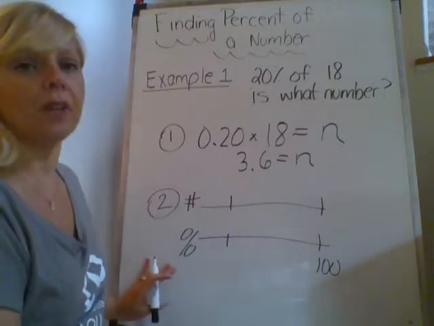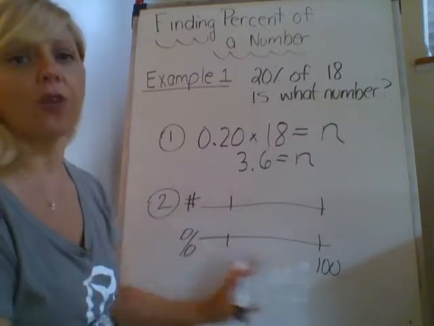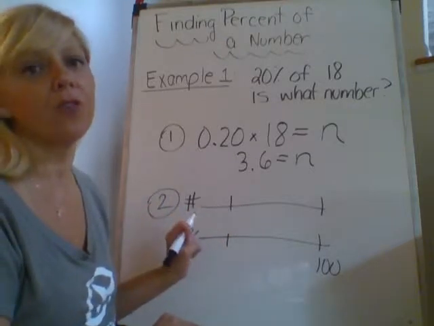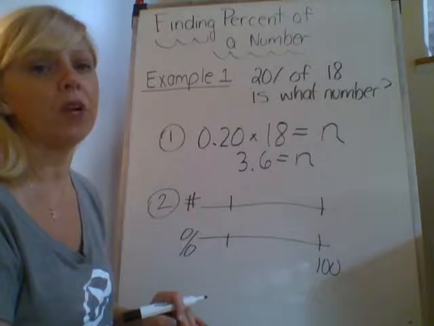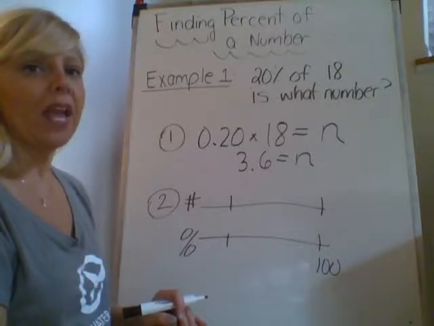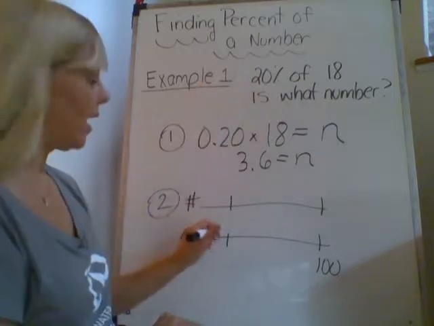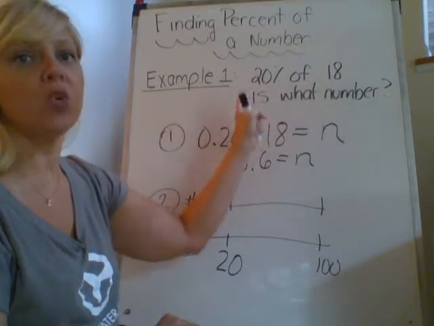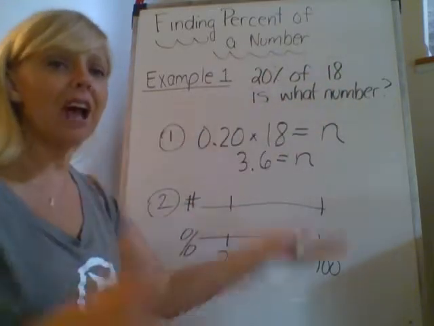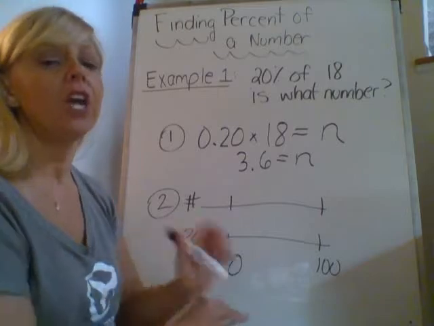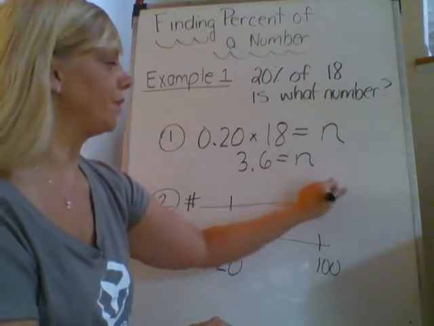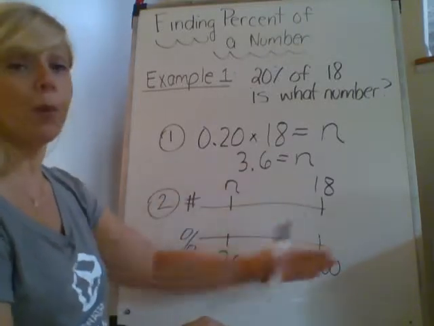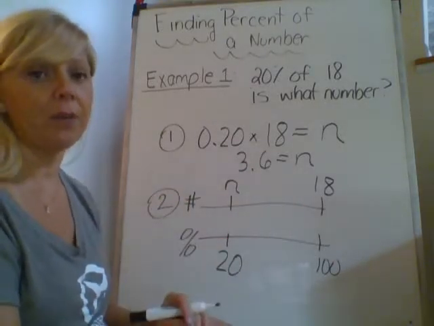Using the double number line is good for all the ways without solving for an equation, and you'll see in the next few videos why I prefer this way more than the equation or the proportion. I know my 20%, so I go ahead and put 20% down. I know 18 is my total, because 20% of 18 means I have 18 and I want 20% of it. Then what number? Now my proportion is set up. It's just written as a double number line.